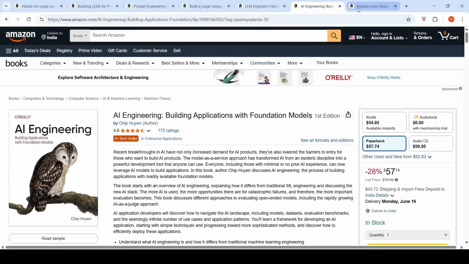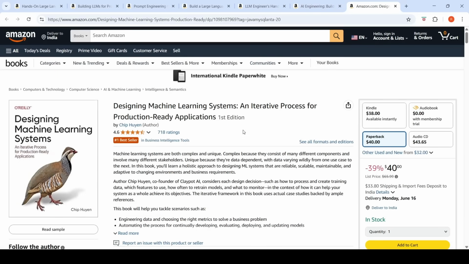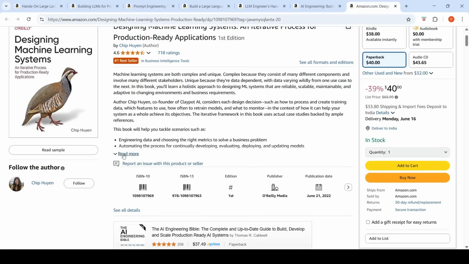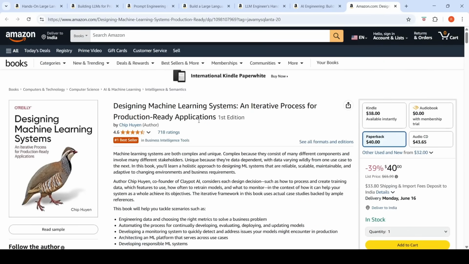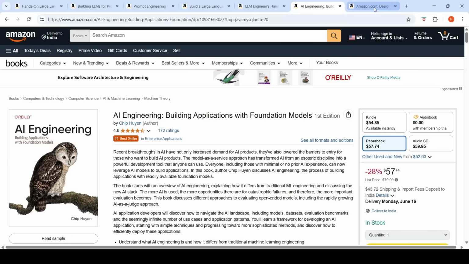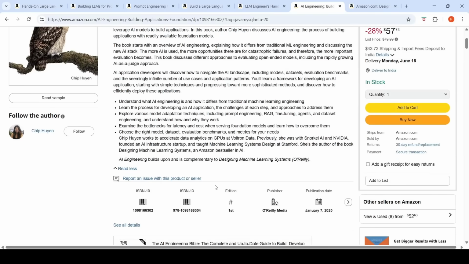This is a follow-up book and a complementary book to Designing Machine Learning Systems, which is about how you can design machine learning systems in the traditional sense. How can you engineer data and choose the right metrics to solve a business problem, right? Automating the process for continually developing, evaluating, deploying, updating models. So the entire machine learning production lifecycle and designing of machine learning systems. This is a very good book from Chip Huyen, Designing Machine Learning Systems. The AI Engineering book is a follow-up to it and a complementary book, but here the focus is more about AI foundation models and how the engineering is done for these models.